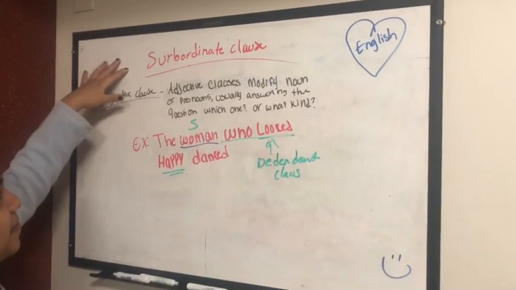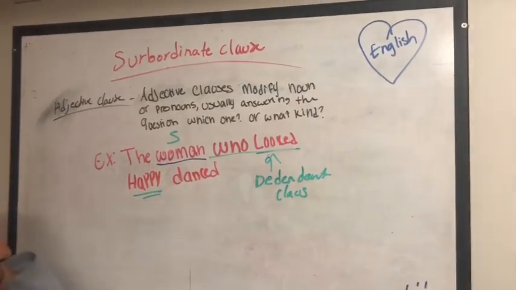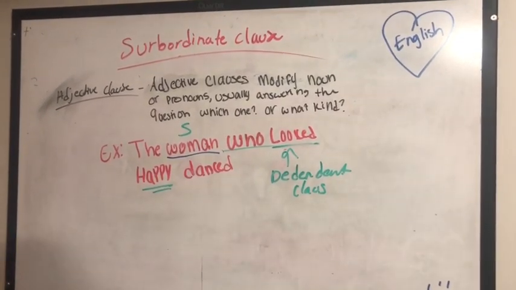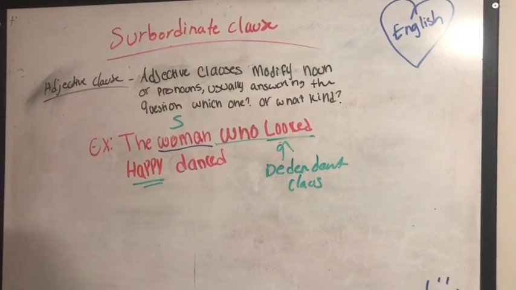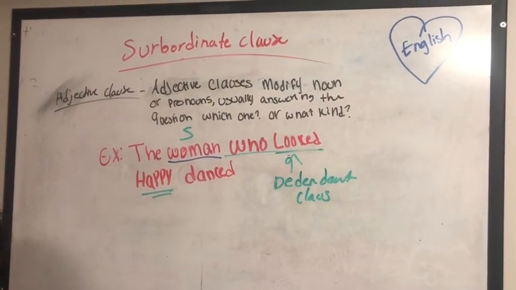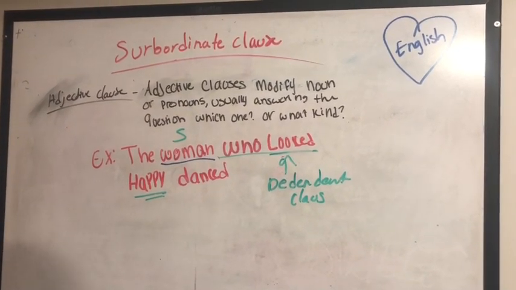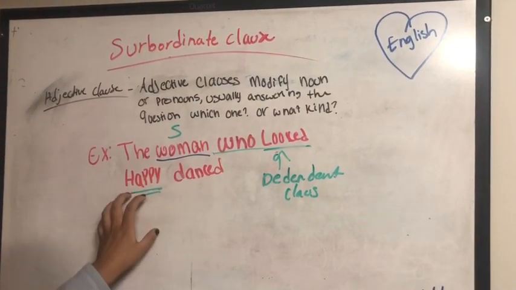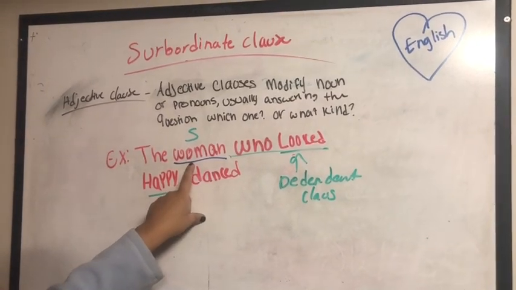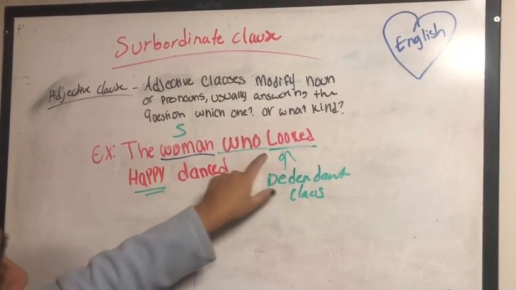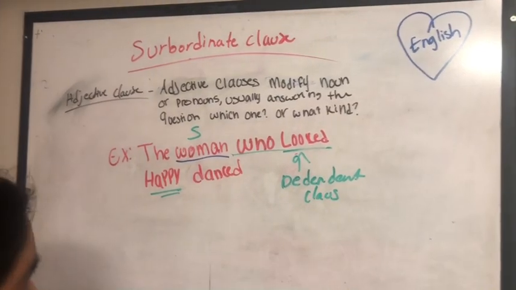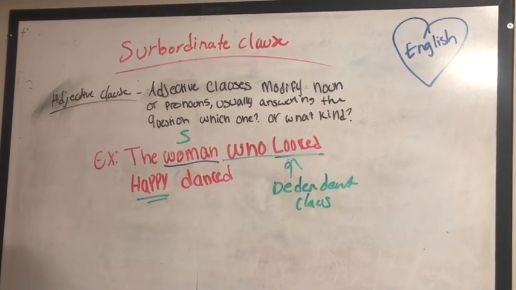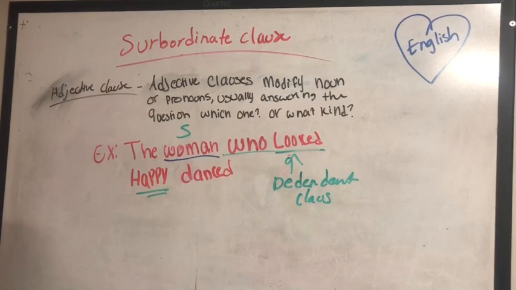So we're going to talk about subordinate clauses. There are three types. We mentioned earlier there's adjective, adverb, and noun. An adjective clause modifies nouns or pronouns, usually answering the question which one or what kind. In addition to introducing the clause, the relative pronoun points back to the noun that the clause modifies. An example is: the woman who looked happy danced. Woman is the subject of the independent clause, and who looked happy is the dependent clause. The whole clause is functioning as an adjective modifying the noun woman, which is the subject of the independent clause.